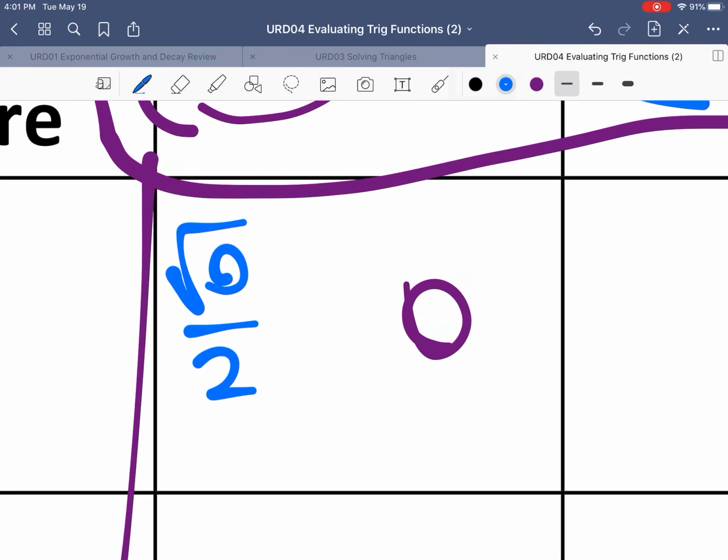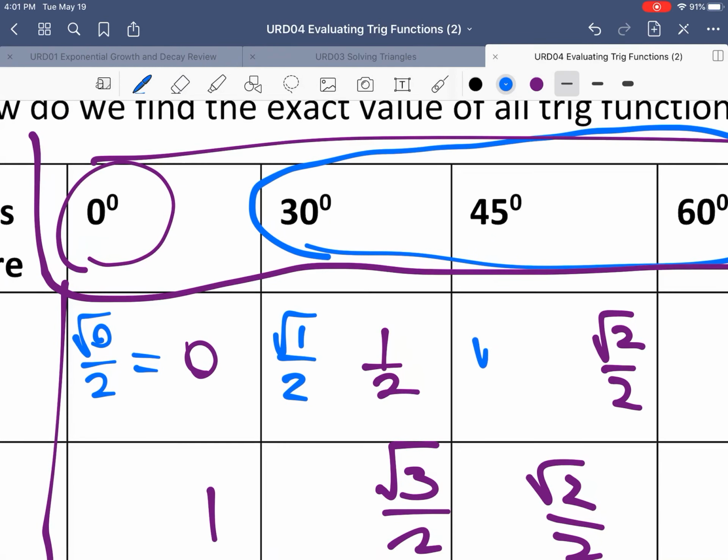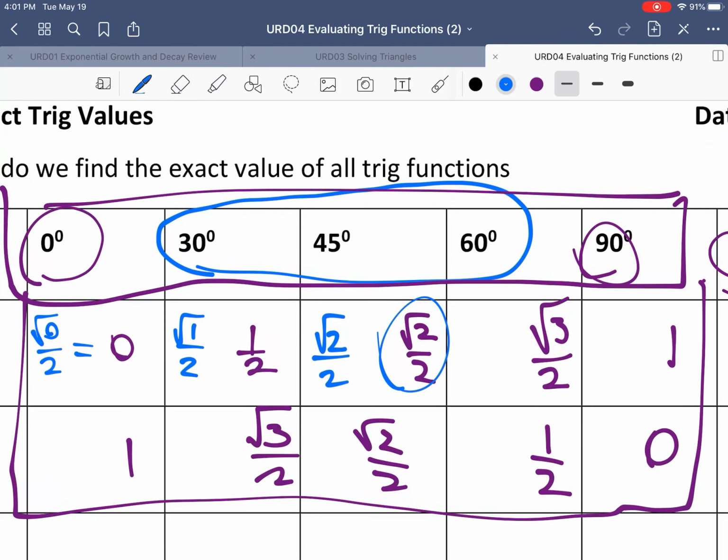And the pattern that they're all following is this. It is radical 0 over 2, which will simplify to be 0, radical 1 over 2, next would be radical 2 over 2, which doesn't simplify, which is why it stays this value. So this is just the pattern. Radical 3 over 2, once again, doesn't simplify. And then radical 4 over 2 is going to simplify to be 2 over 2, which is going to simplify to be 1.